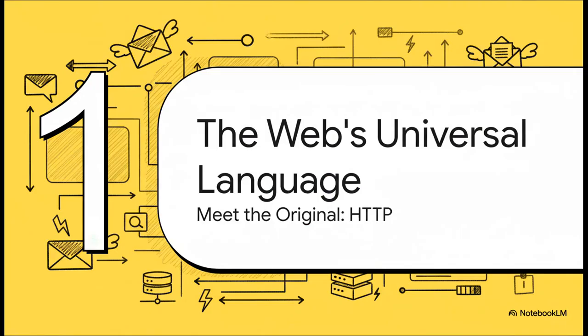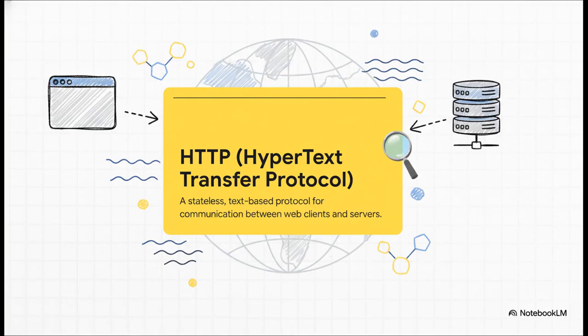So to really understand that padlock, we gotta go back in time. Let's meet the OG, the protocol that literally built the World Wide Web as we know it, HTTP. So HTTP stands for HyperText Transfer Protocol. And really, all it is, is the basic set of rules that lets your web browser have a conversation with a web server. It's the fundamental grammar of the web, dictating how we ask for things like websites or images and how the server sends them back to us.